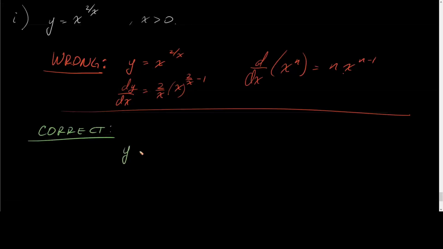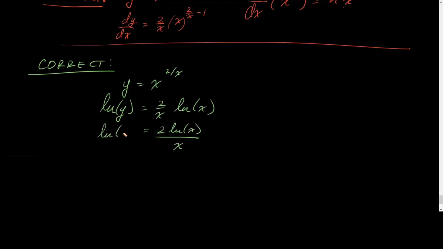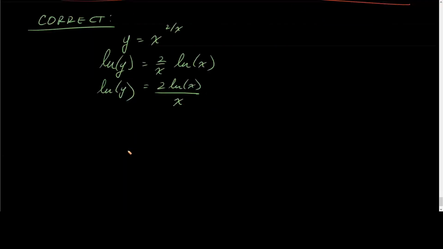So I start with y is equal to x to the 2 over x. I'm going to start by taking the natural log of both sides. So I end up with ln of y is equal to 2 over x ln of x. All right, I'm going to write that as 2 ln of x over x. And now I'm going to take the derivative. But notice that on the right-hand side, I've got a quotient of two functions. So I'm going to be using the quotient rule.